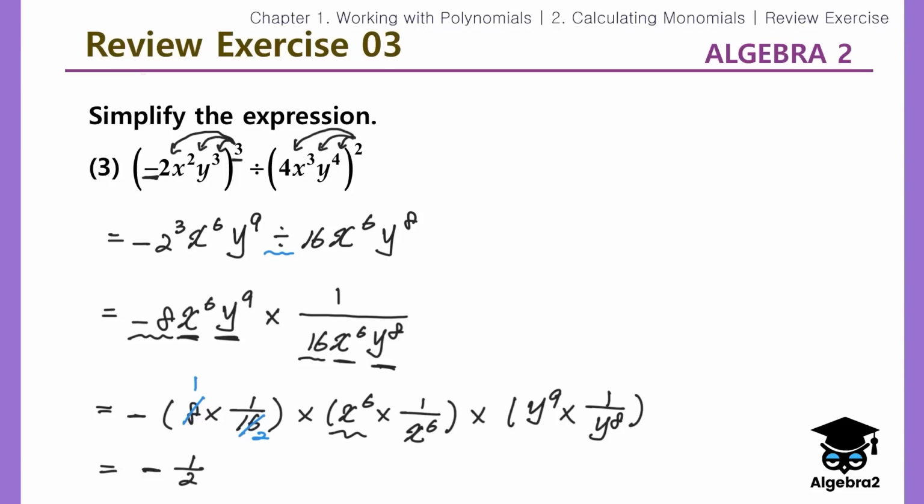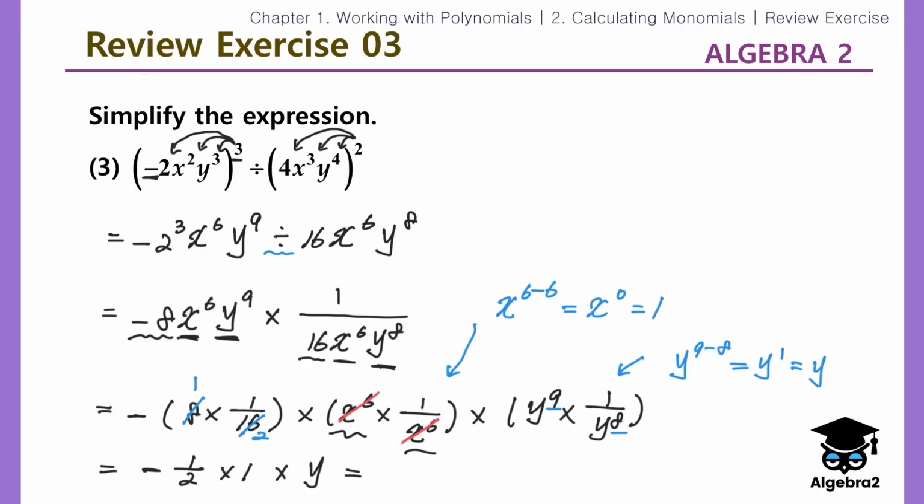And x to the 6, well, this is x to the 6 minus 6, right? So x to the 0, that's 1, right? So all 6 x's from numerator and denominator will be cancelled out, right? So that's just equal to 1 times 1 times this one, y to the 9 minus 8, right? 9 minus 8. So that's going to be y to the power of 1. Just y. So times y. So that is equal to negative 1 times y, that's negative y over 2.